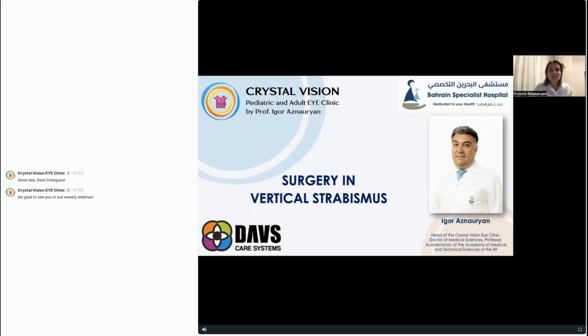Today's meeting will focus on the treatment of various types of vertical strabismus. Due to certain circumstances, Professor Igor Aznavran is not able to speak for you today, so I will do it instead of him. In our clinic, Professor Igor is the one who is specialized in vertical strabismus surgery, especially in cases of superior oblique palsy and complicated syndromal cases. It's a great honor for me to tell about our approaches and techniques of operating different types of vertical strabismus.